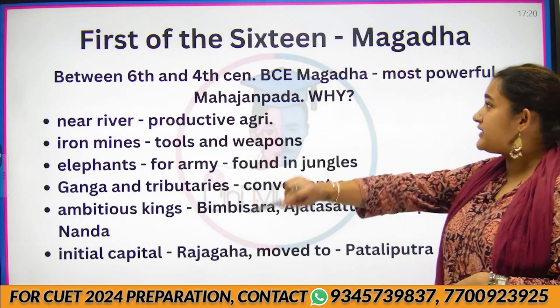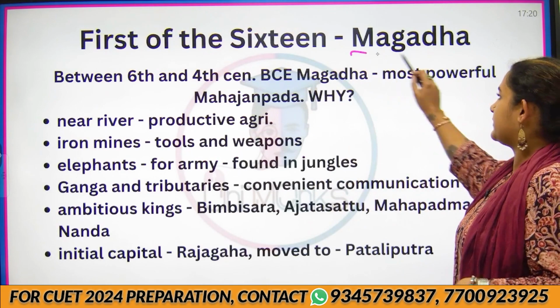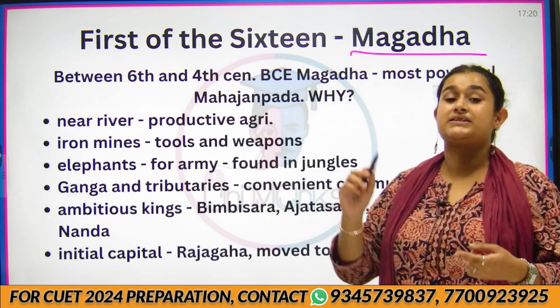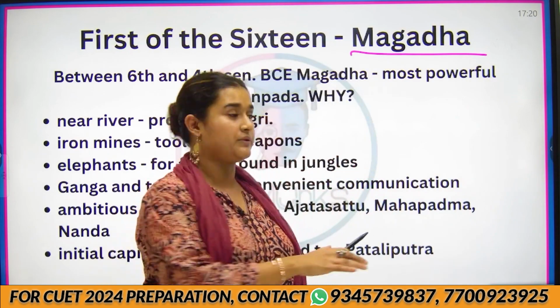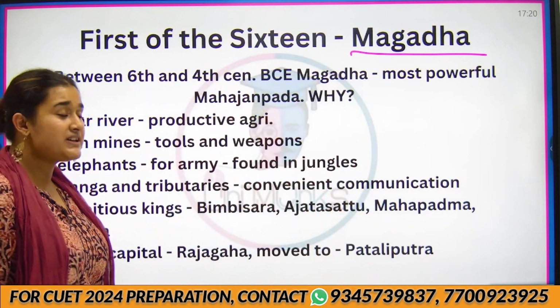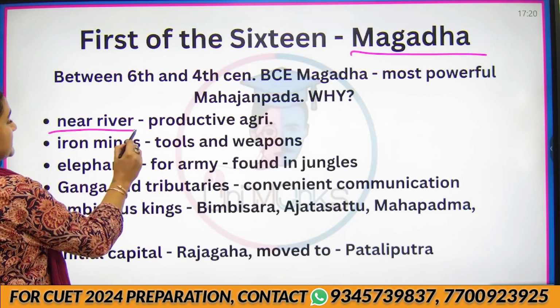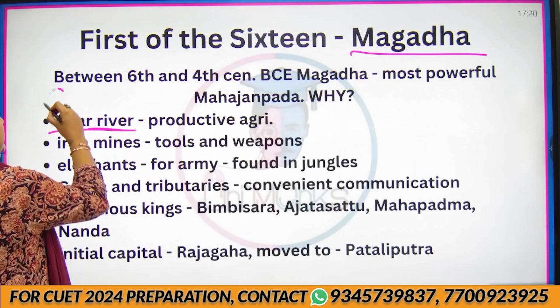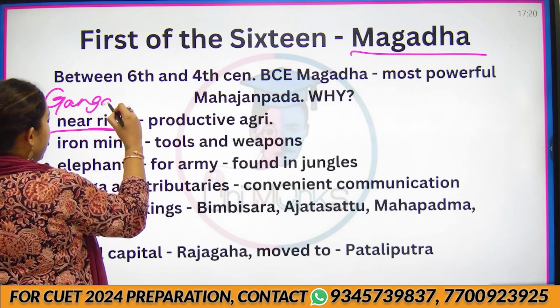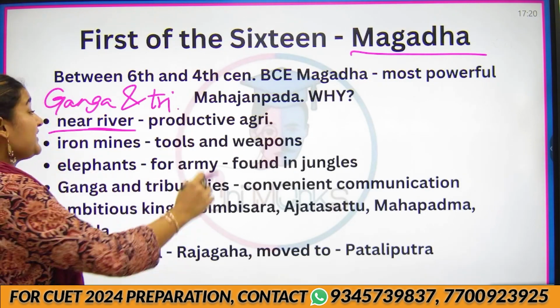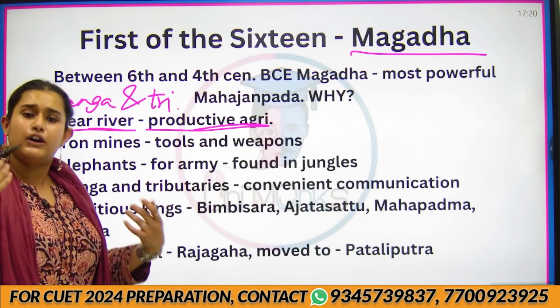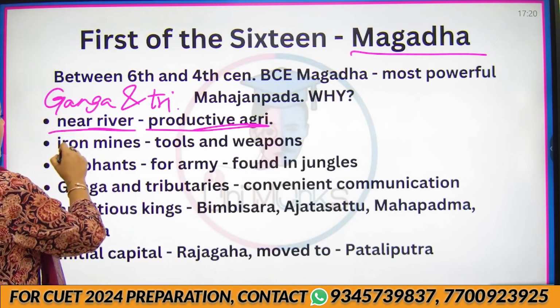Now, first of the 16, Magadha, okay? Magadha, between the 6th and the 4th century BCE, became the most powerful of the Mahajanpads, okay? Now, why was this? Number one, because it was near a river. It was near Ganga and its tributaries, okay? Because of this, it had very productive agriculture, alluvial soil, obviously, right?